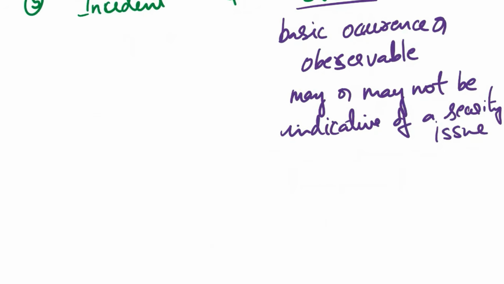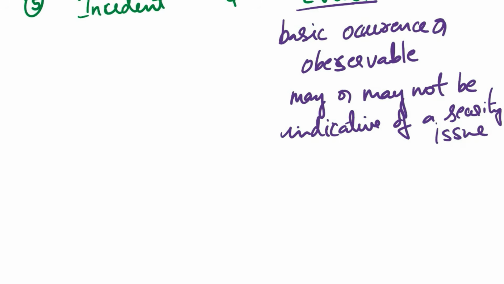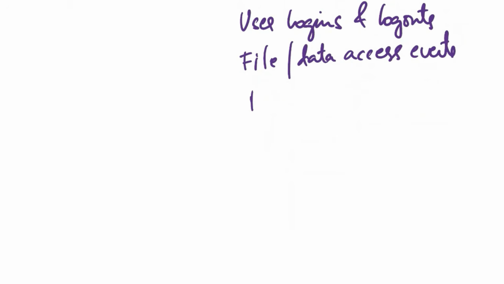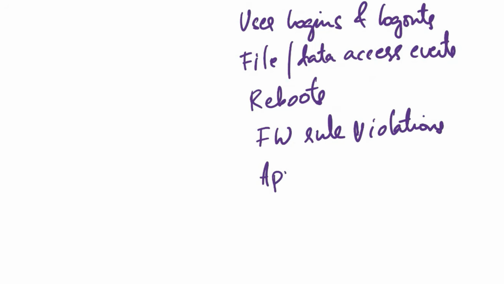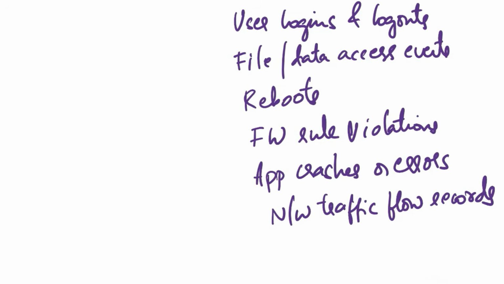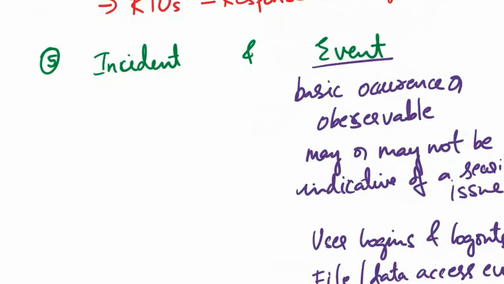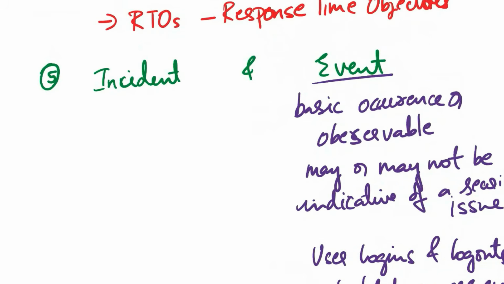Examples of an event include user logins and logouts, file or data access events, system reboots or restarts, firewall rule violations, application crashes or errors, network traffic flow records, and so on. Events are typically generated by various IT and security systems such as operating systems, firewalls, intrusion detection and prevention systems, antivirus software, and more. Not all events are security related, but they provide the raw data that security analysts use to monitor and investigate potential security incidents.